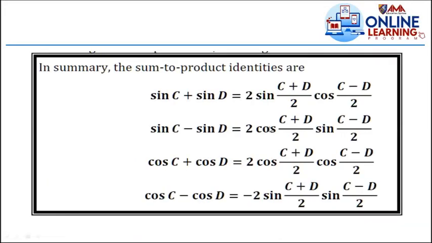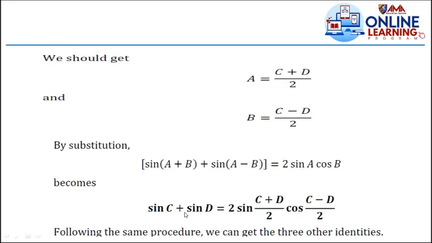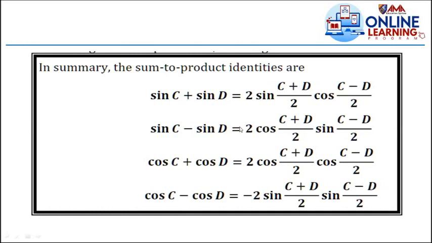So, in the summary, the sum to the product identities are sine C plus sine D is equal to 2 sine C plus D all over 2 cosine C minus D all over 2. And also, sine C minus sine D, parang pinatun lang po siya dun sa formula po natin kanina, no? So, this one is addition. Ito po yung addition natin. Pag subtraction, ganyan din po siya. So, we have sine C minus sine D is equal to cosine. Nakabalik na lang po siya, no? C plus D all over 2 multiply by sine C minus D all over 2.